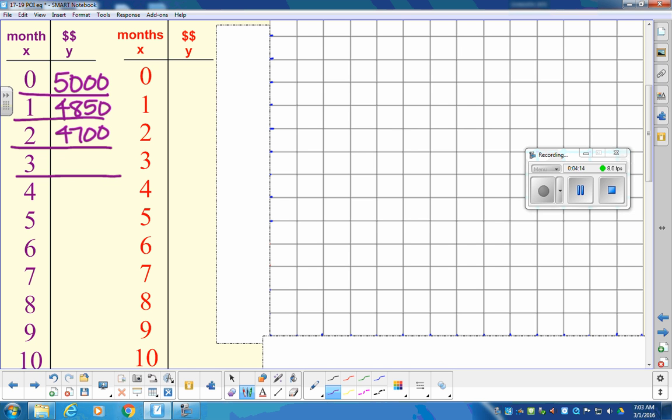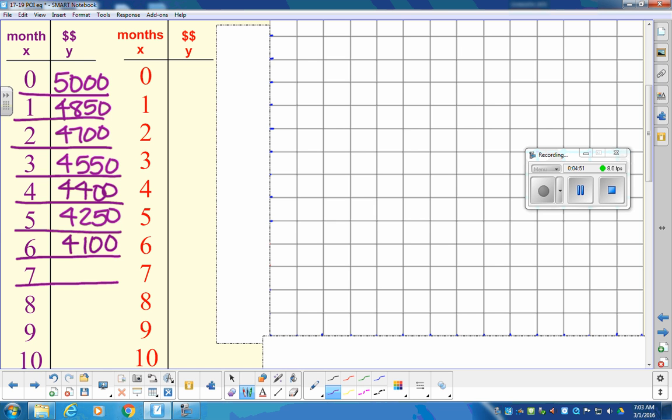Bank's going to take that money out. At month 3, we lose another $150, so we have $4,550. You can go ahead and just use your calculator, subtracting 150 each time, your slope. Or if you can do it in your head, that's fabulous as well. Another 150 would be $4,400. At month 5, we're losing another 150, so we have $4,250. At month 6, we lose another 150, which is $4,100.